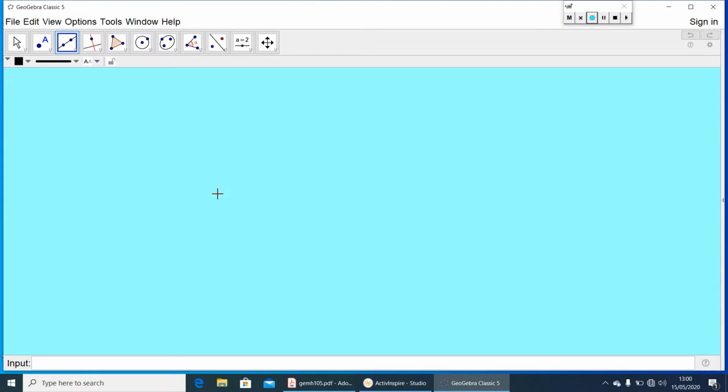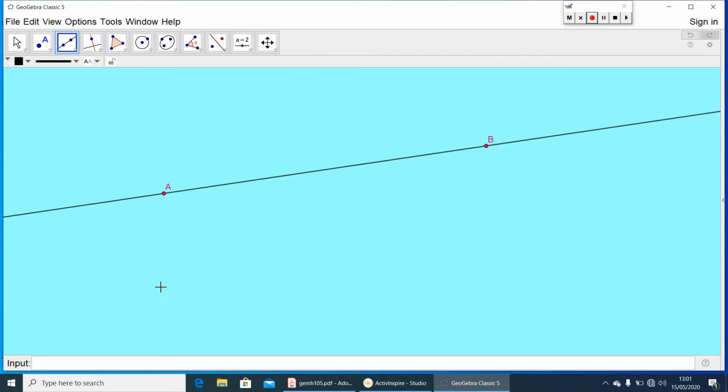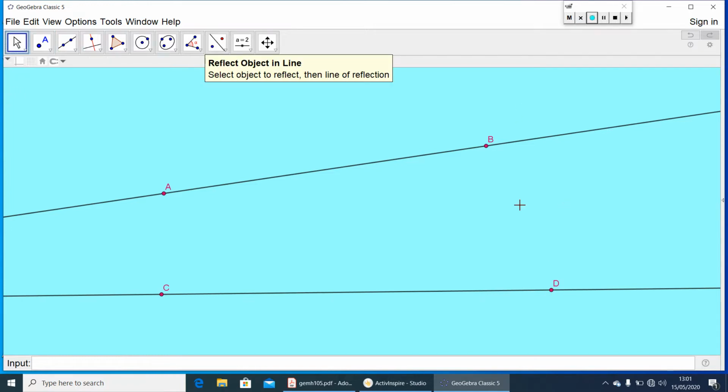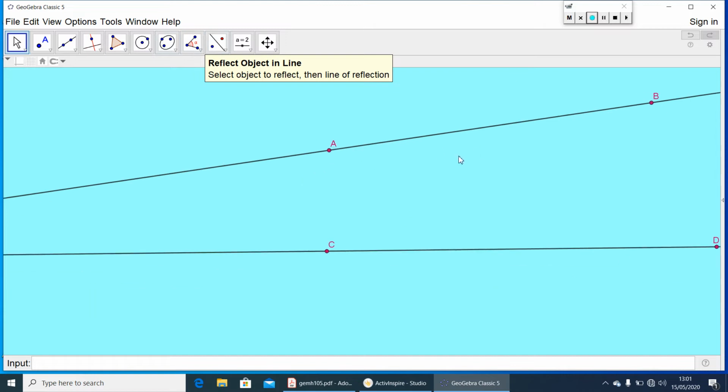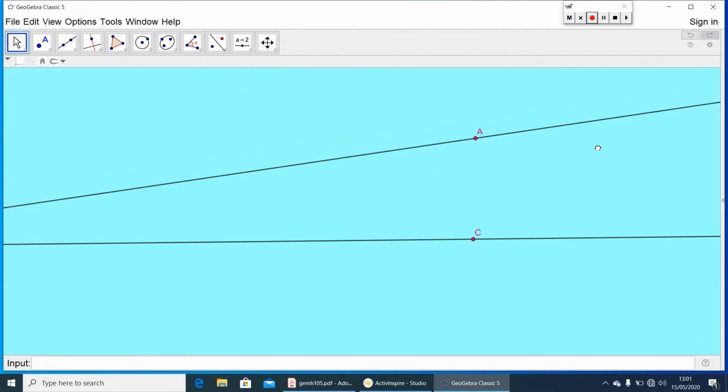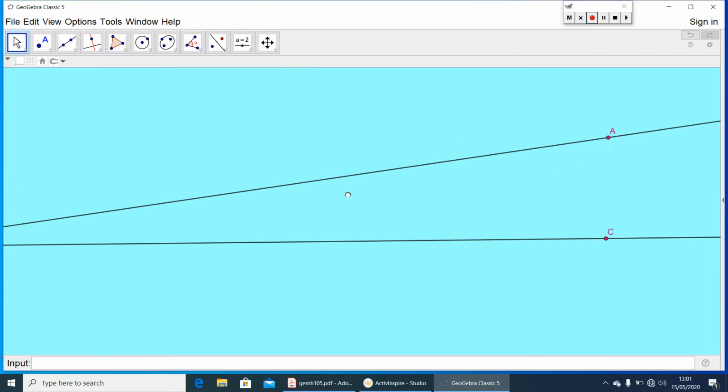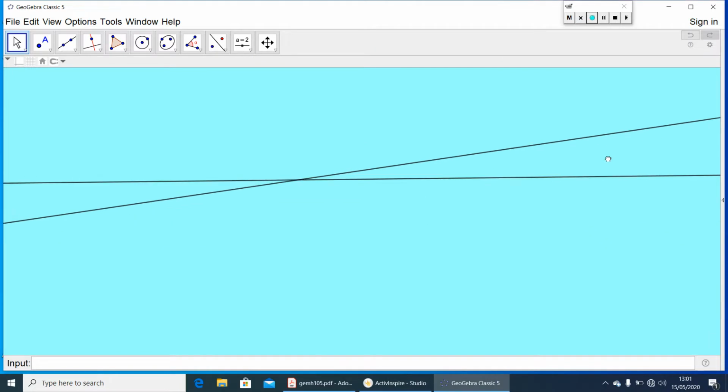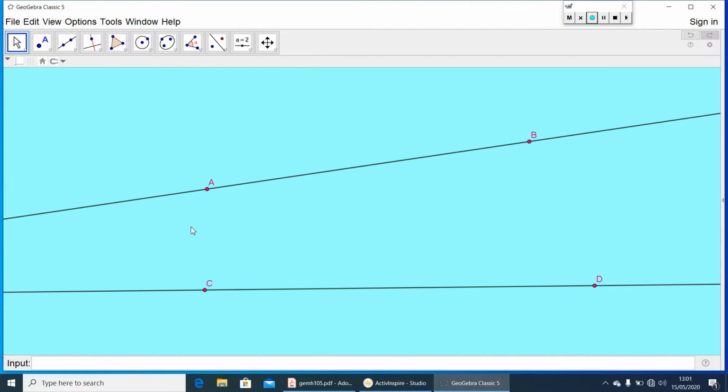Let me draw a pair of lines, line AB and line CD. Now, are they intersecting? A line means it is extended in both directions. But here it is intersecting. So these two lines we can call intersecting lines.